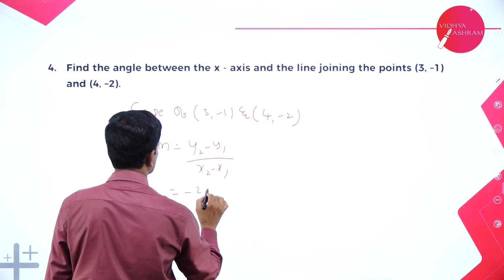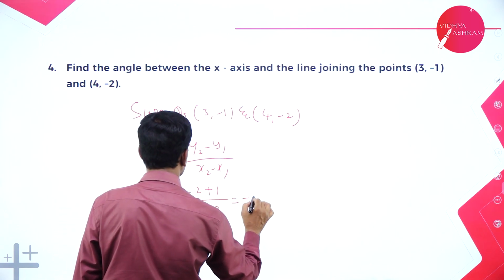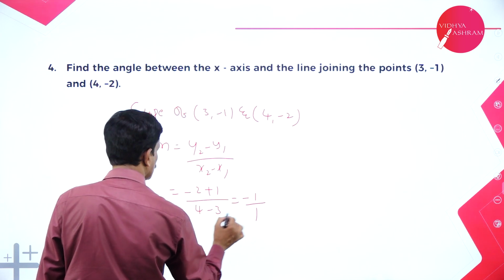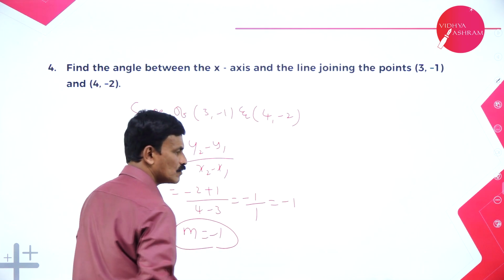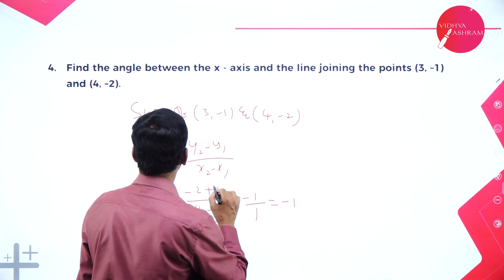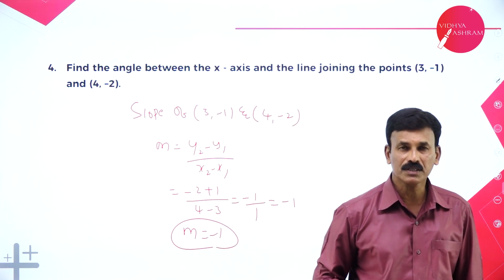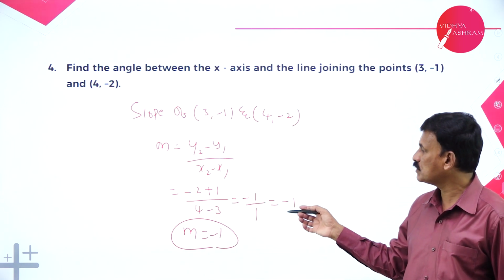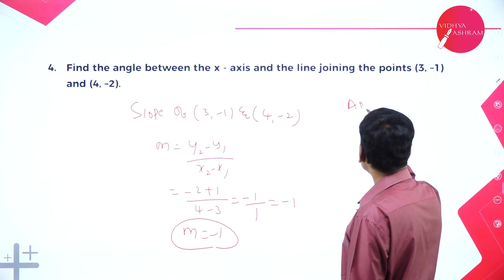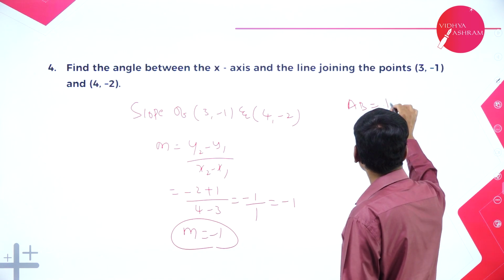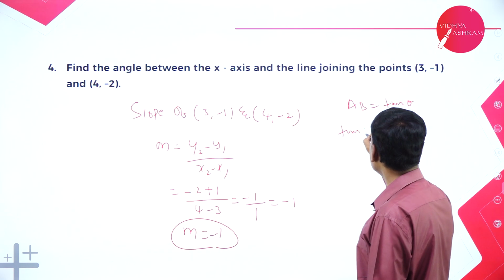Minus 2 minus into minus, plus 1, divided by 4 minus 3. This is minus 1 divided by 1, so that's equal to minus 1. M is equal to minus 1. Then find the angle between the x-axis and the line joining the points. So, the slope of the line joining the points is minus 1. Now, suppose AB is a line formed by joining the points, then the slope of the line is tan theta. So, here tan theta is equal to minus 1.